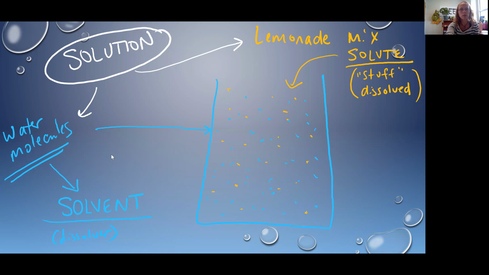Here is our reminder. Our solvent is our dissolver, so that was our water, and our solute is the stuff that is dissolved, so we used our lemonade mix as our example there. And of course the solution refers to the combination of the solute dissolved in the solvent.